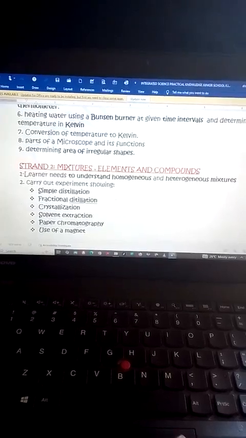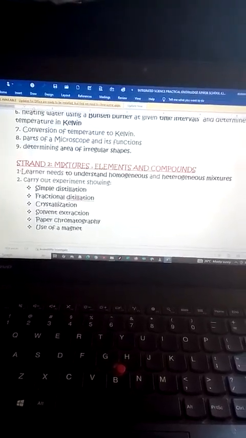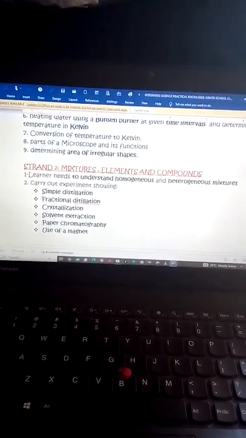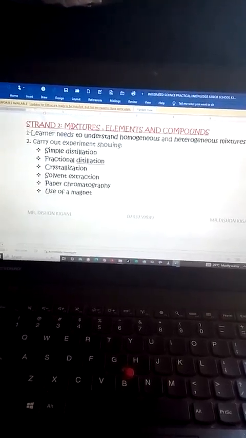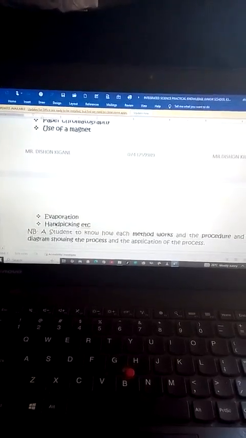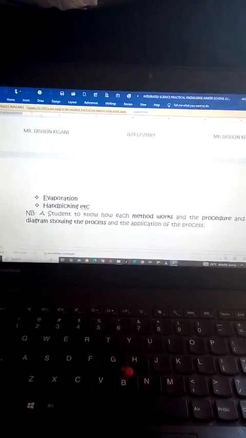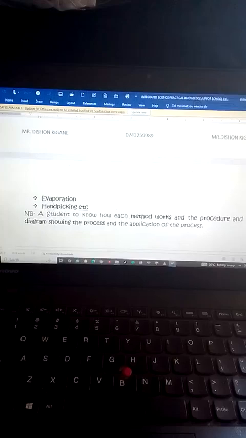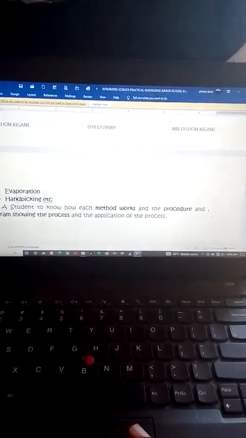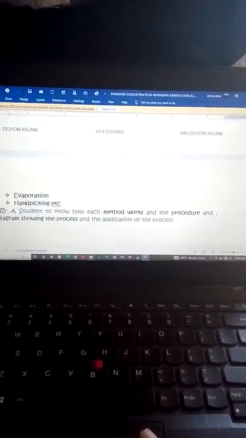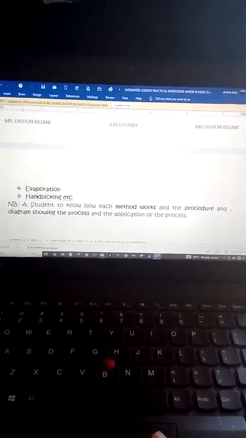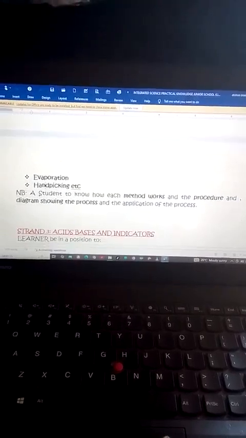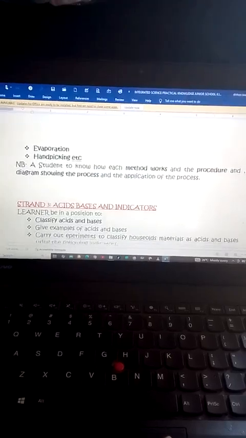Also to carry out experiments showing simple distillation, fractional distillation, crystallization, solvent extraction, paper chromatography, the use of a magnet, evaporation, and also unpicking. Under this topic, a student is supposed to know how each method works and the procedure involved, and the diagram showing the process and the application of the process. When the learner knows that, it's good to go because he will have gathered all the knowledge.